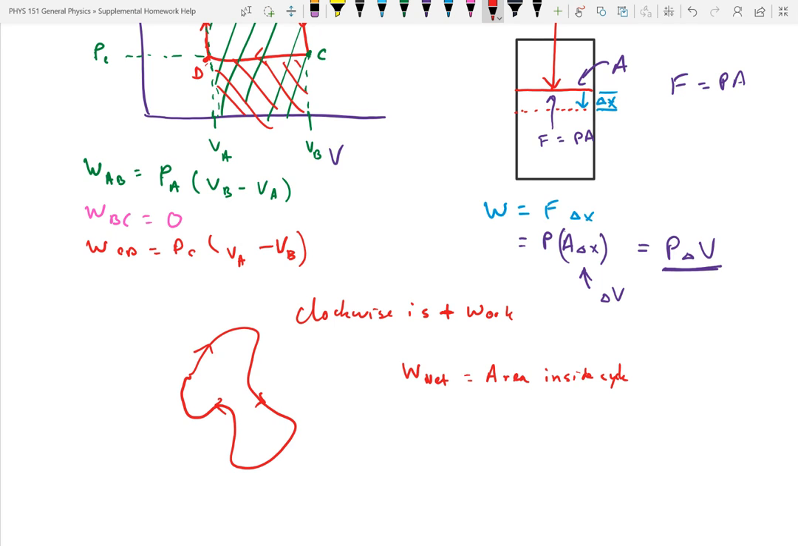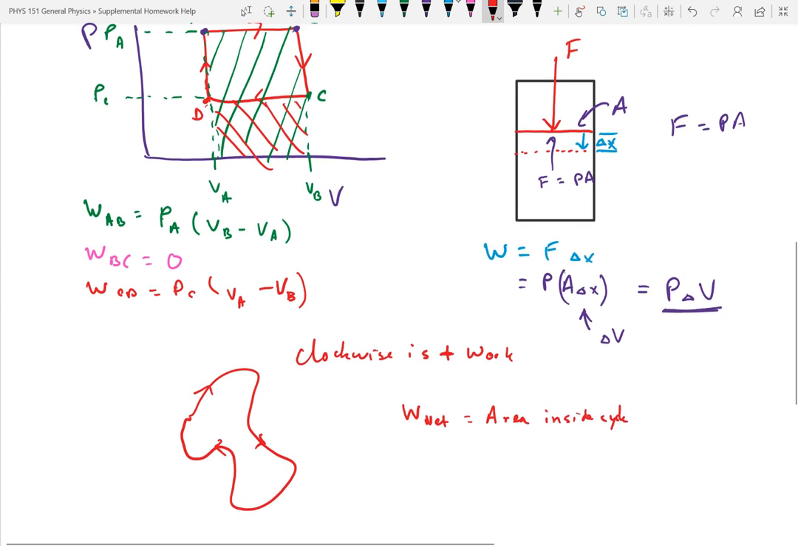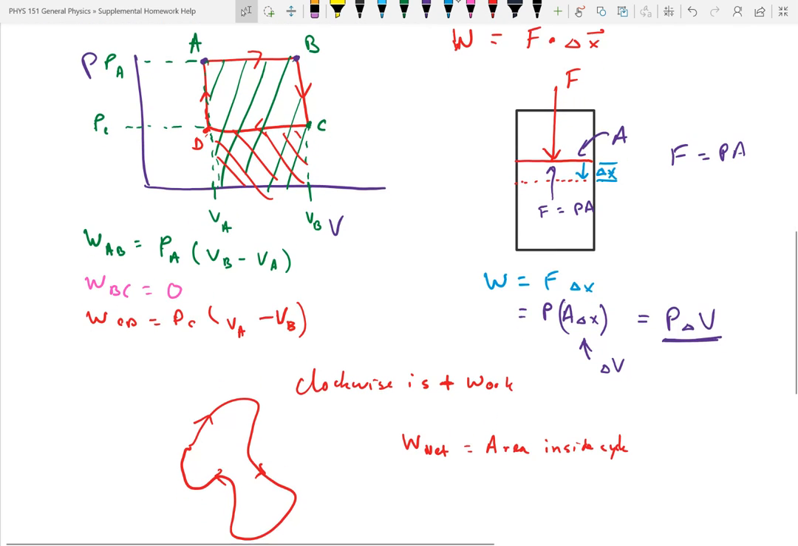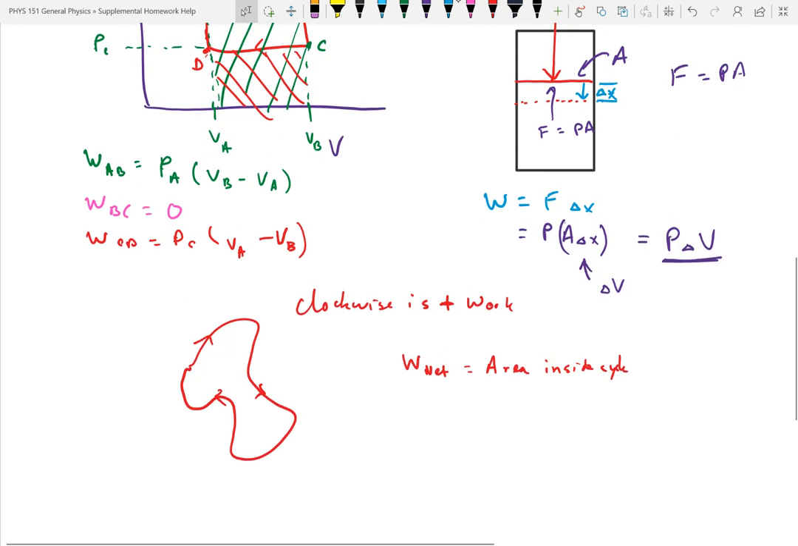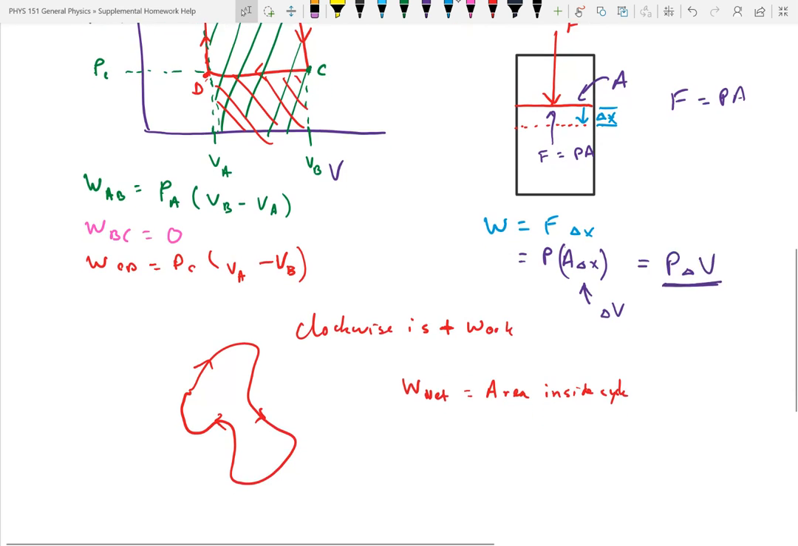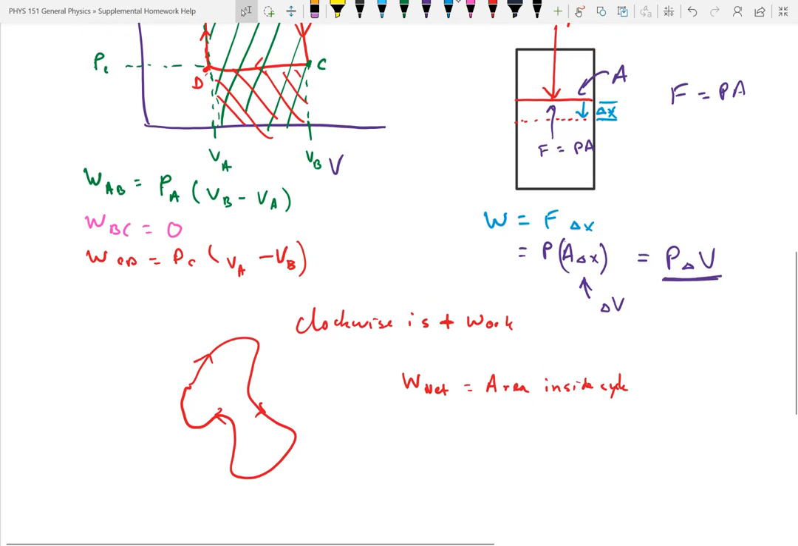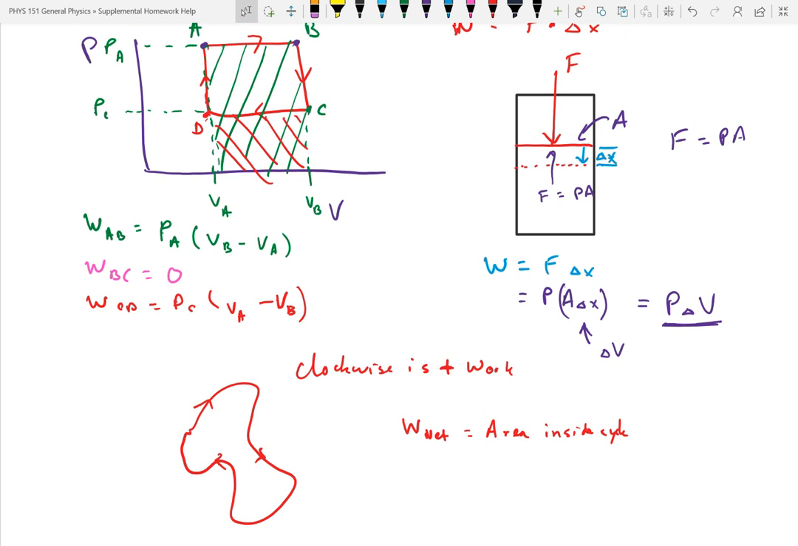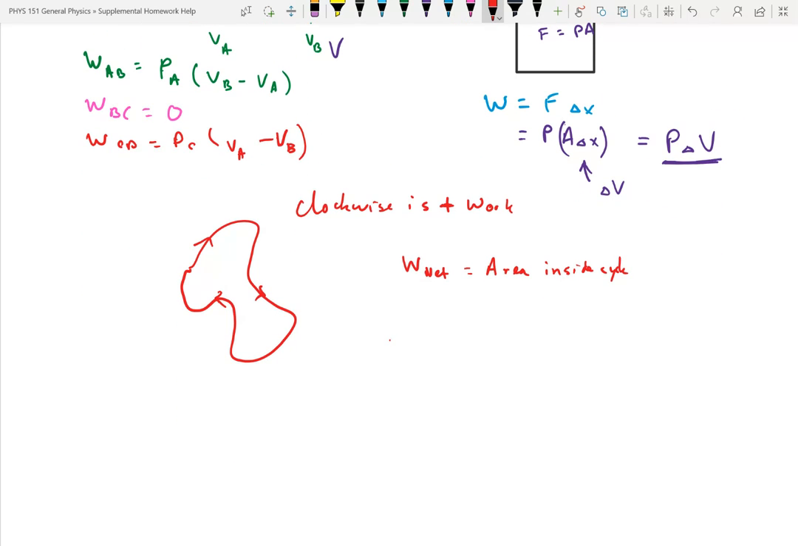Now, that's not what the question is. That's part of how we understand this. So when you do a complete cycle, that's your net work. And then you have, well, what about your heat? There's nothing in what we did here that relates to heat, right? But we do have the first law that says change in internal energy is equal to Q minus W.